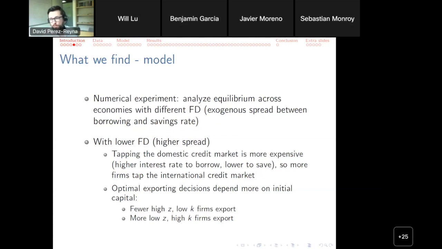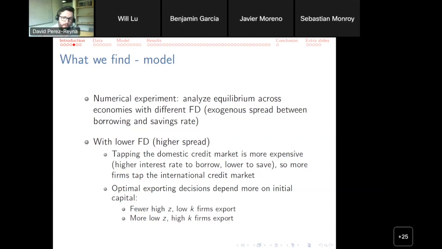So this is going to cause that with less financial development, more firms are going to be tapping the international credit market. And what we're also going to find is that when there's less financial development, the export decision is going to depend more on the initial capital. That is, there's going to be misallocation, and hence the title of the paper. In particular, firms that have higher productivity but lower initial capital are going to be firms that are going to be borrowing more.